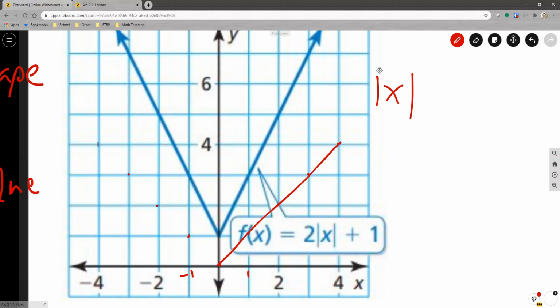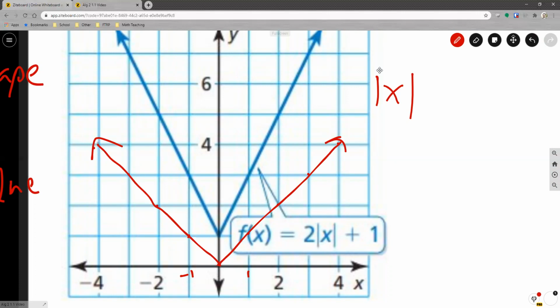as best we can to make our graph of our absolute value function. So this graph in red is our parent function. The graph in blue is the one we're comparing it to.